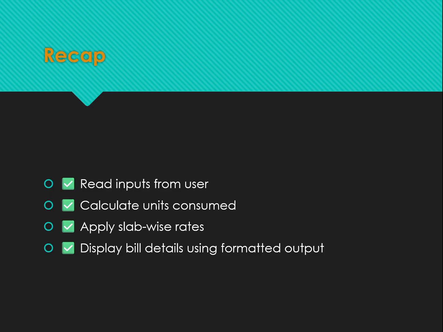In this program, we first read inputs from the user, including consumer number, name, and meter readings. Then, we calculate the number of units consumed by subtracting the previous reading from the present reading. We apply slab-wise billing rates using simple conditional logic, depending on how many units were consumed. Finally, we display the bill details, including consumer number, name, units consumed, and the amount payable, using formatted output with tabs for better readability.